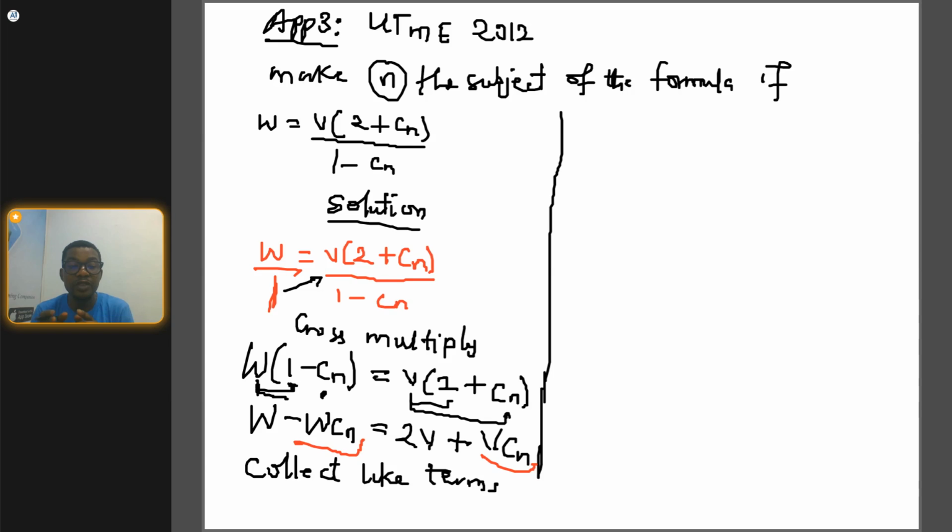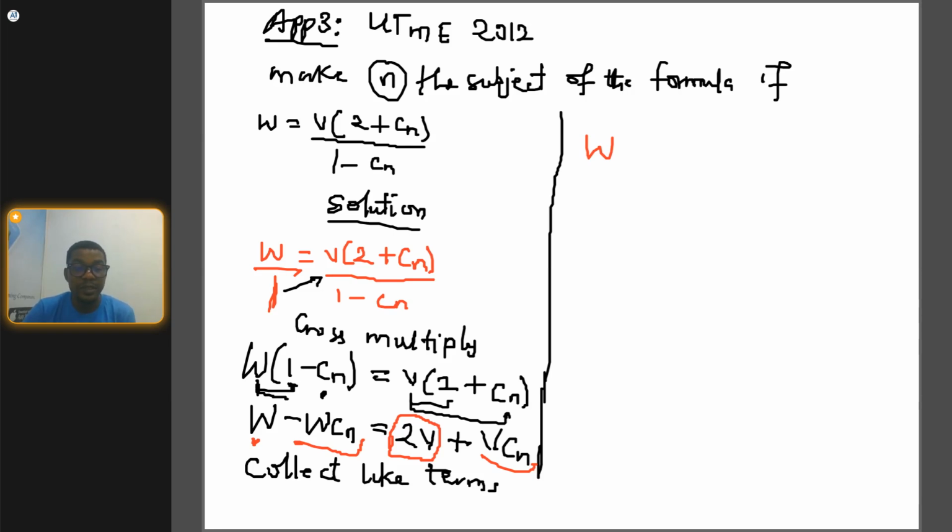Their surname is Cn. Cn is their surname, so they are from the same family. Let's bring them together. So if I'm going to do that, I will have W, which is this one I'm having here. Now, if this guy is coming outside, this guy also should go and meet his own family. He's not having Cn, so he cannot stay with Cn. He has to go and meet his own family that does not have Cn.